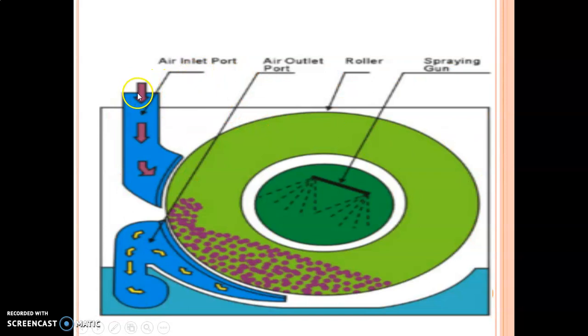Here is the inlet of air, and this is the air outlet, and this is the rotating roller or rotating drum. Here the spraying gun is there. From this they spray the coating material, and it sticks on the surface of the tablet, and with the help of hot air it gets coated over the tablet.